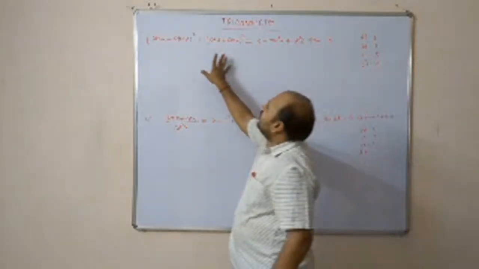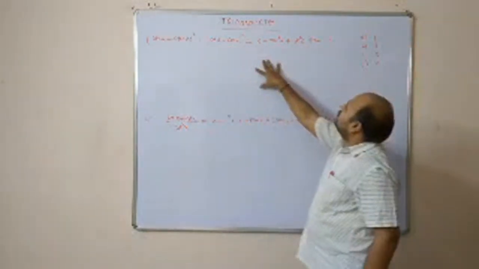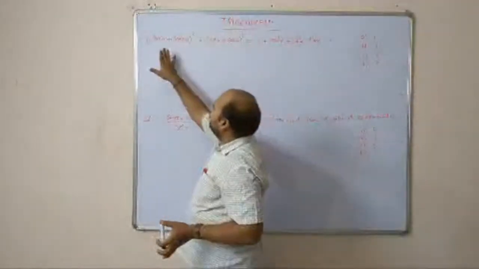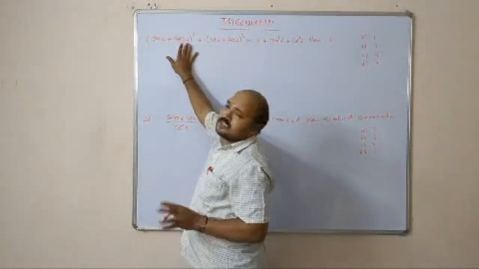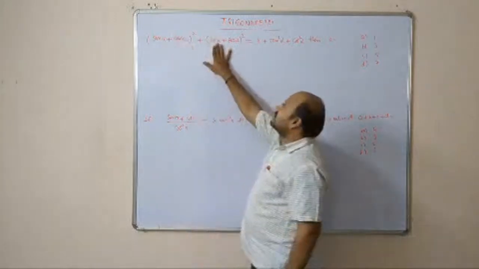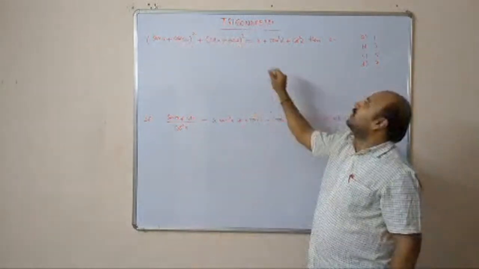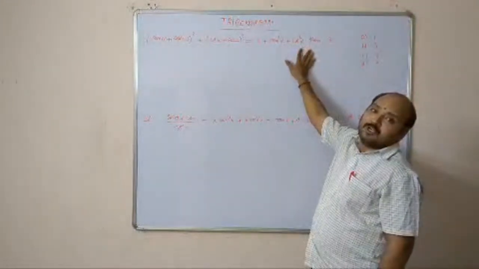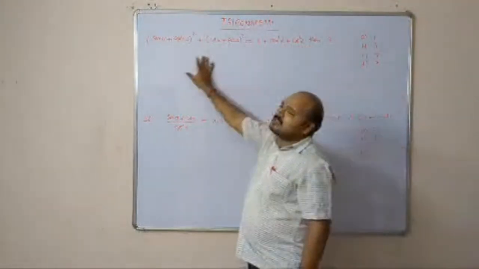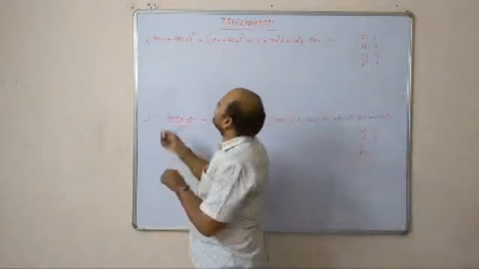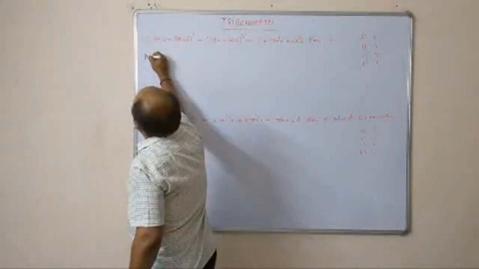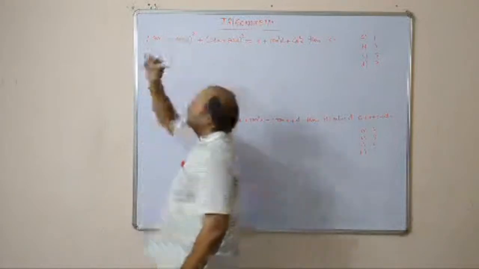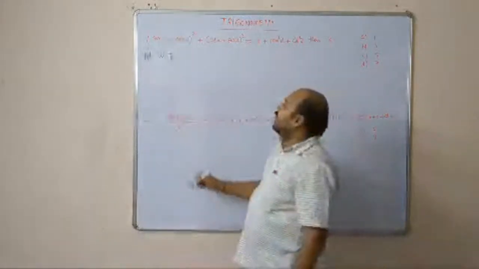If you simplify this, a plus b whole square, here also a plus b whole square, it will take time. And one more important point here: sine and its reciprocal term is there, cos and its reciprocal term is there, and tan square alpha and cot square alpha are also reciprocal terms. So whenever a form like this appears, there is a shortcut formula: put alpha equal to pi by 4.